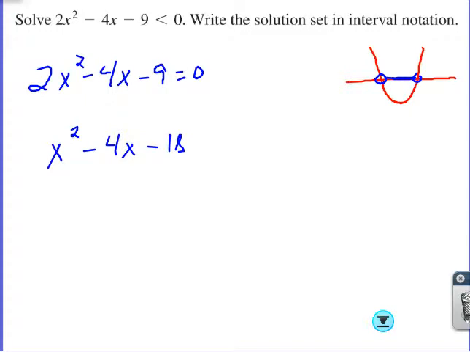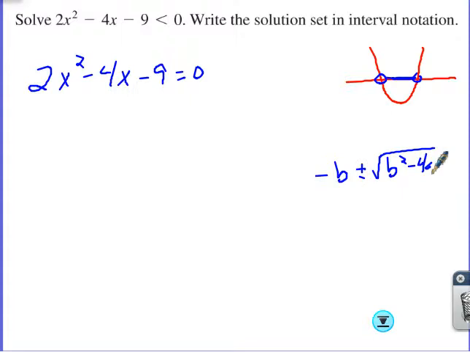So since it does not factor, let's use the quadratic formula. Here's the quadratic formula: negative b plus or minus the square root of b squared minus 4ac, all over 2a. Always do your discriminant first: b squared minus 4ac. You have b squared is 16, minus 4 times 2 times negative 9, which is negative 72. 4 times 2, that's right. Minus minus is a plus, so your discriminant is equal to 88.